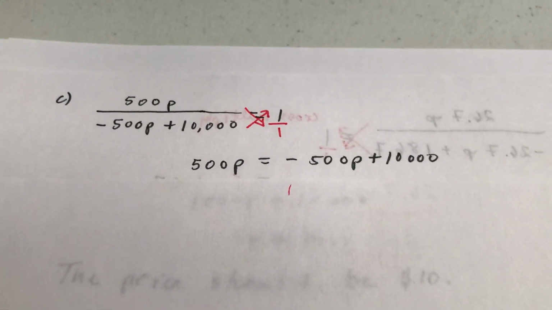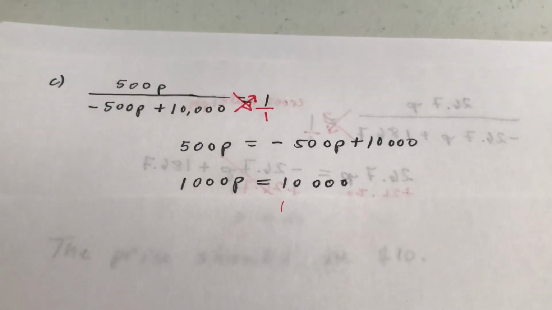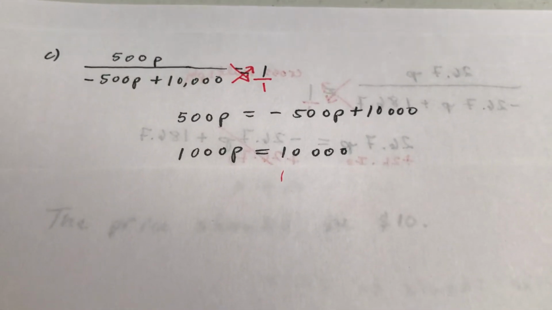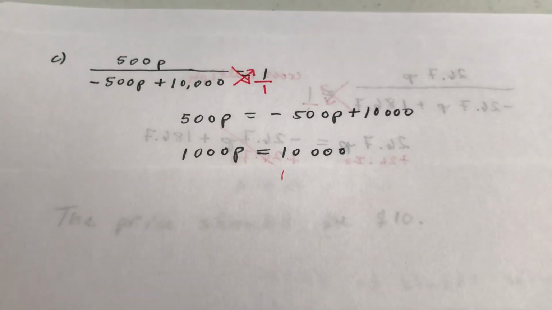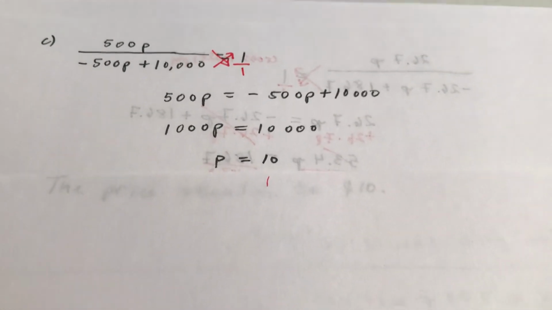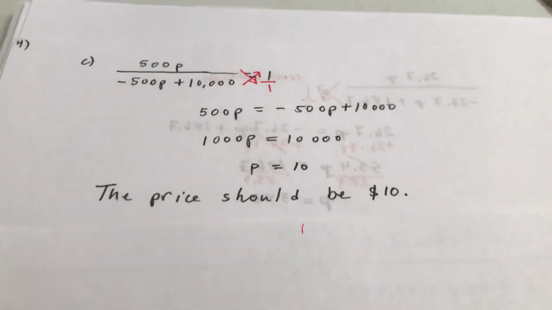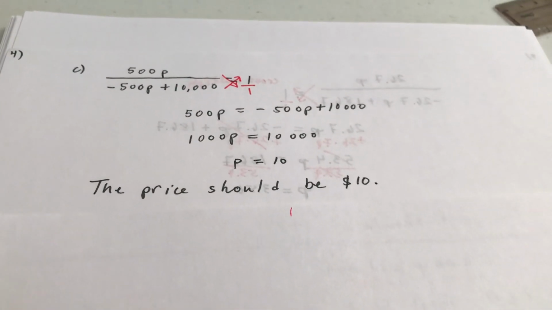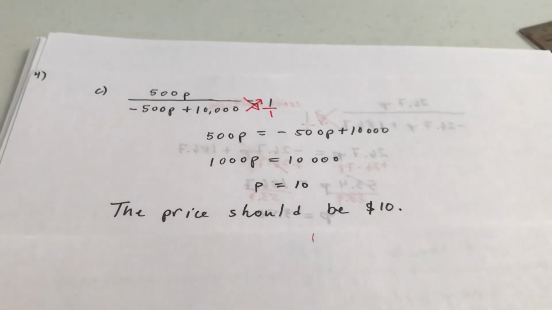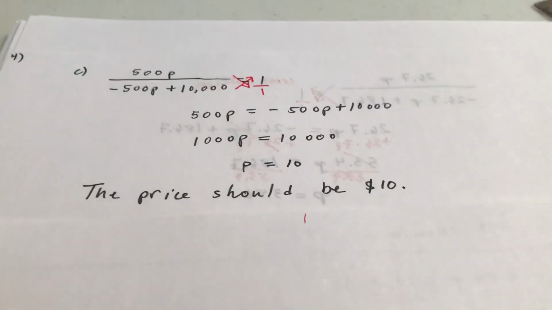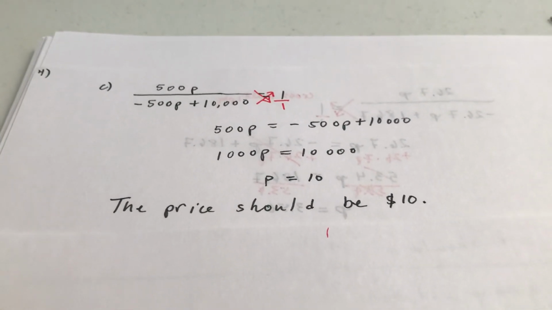Add 500p to both sides, and you get 1,000p equals 10,000. Now what do you do? That's right, you divide both sides by 1,000, and you get p is equal to 10. So the price should be $10. That is what creates unit elasticity. And that is the end of section 3.7.